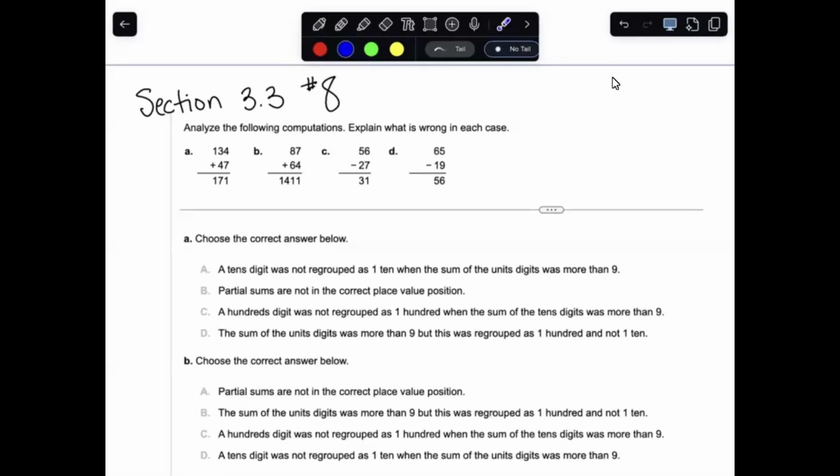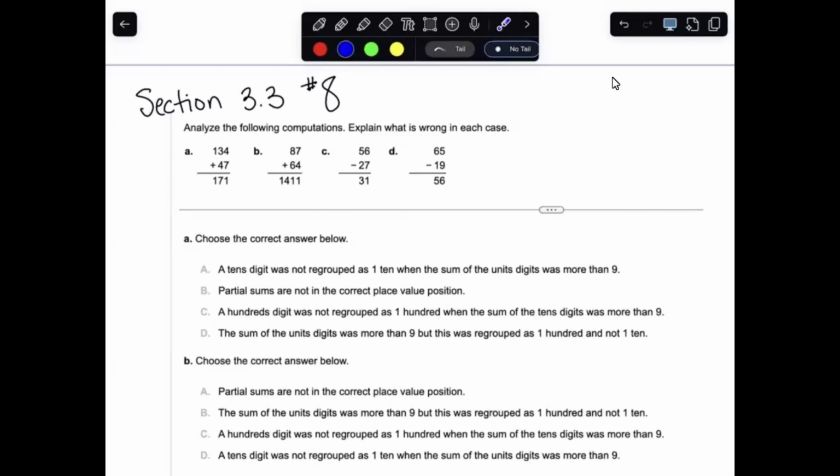I am going to talk you through one of your My Math Lab homework problems. This one is from section 3.3, number 8. What you've been asked to do in this problem is to analyze these addition and subtraction computations and figure out what this hypothetical student has done wrong in each of the cases. So if we look at A, the student is trying to add 134 plus 47.